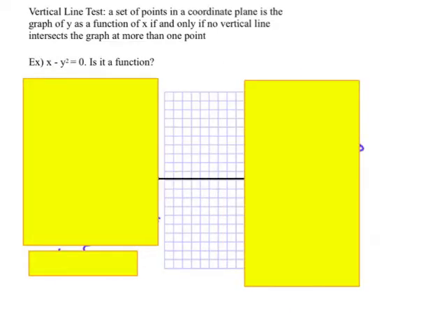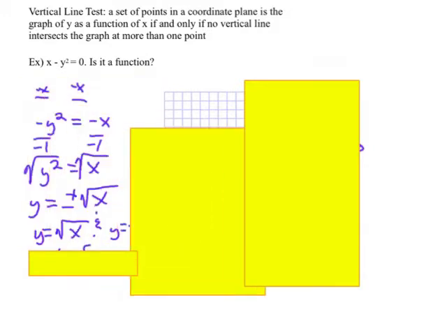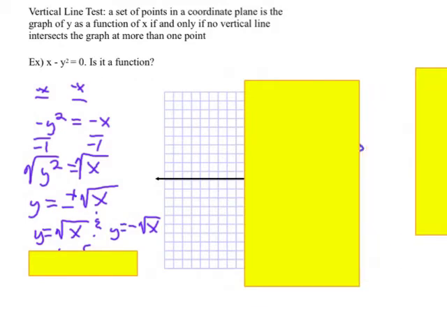Now what about this one right here? I see x minus y squared equals 0. Is that a function? Well, the first thing I want to do is I want to solve it for y. And when I solve it for y, it'll look something similar to this. So I have y is equal to plus or minus the square root of x. So I have this one here and this one here. There's the plus or minus.